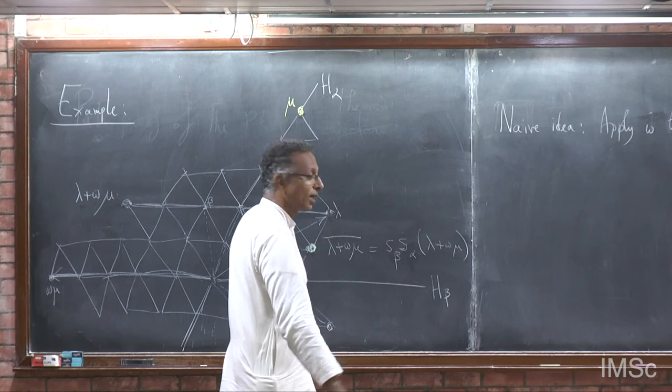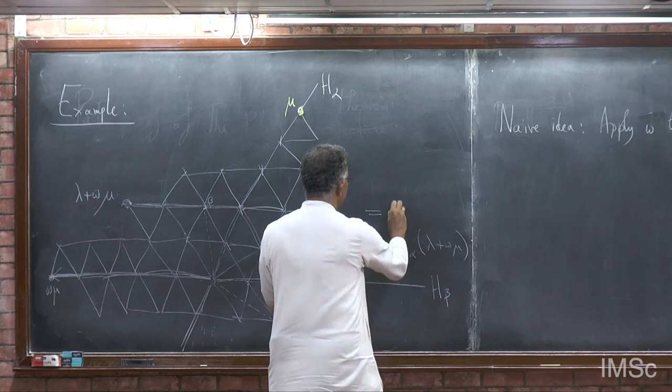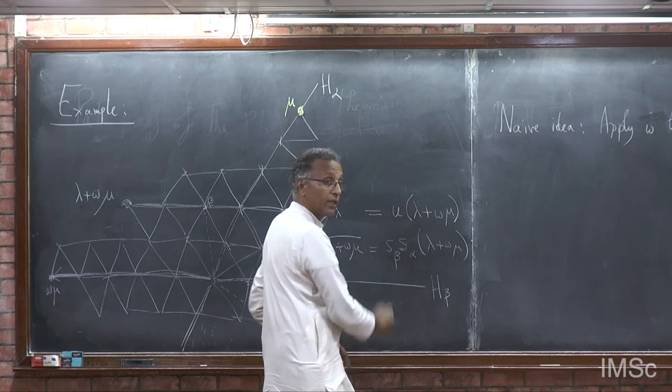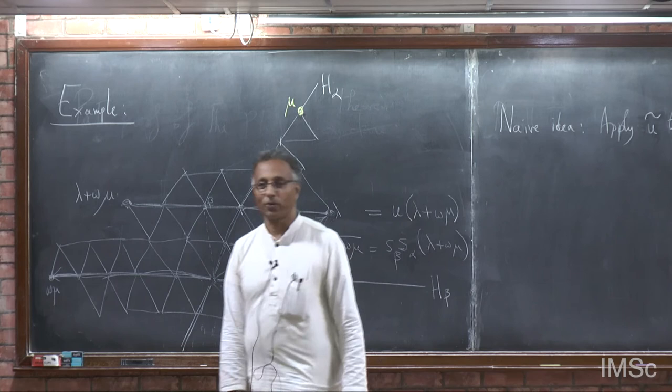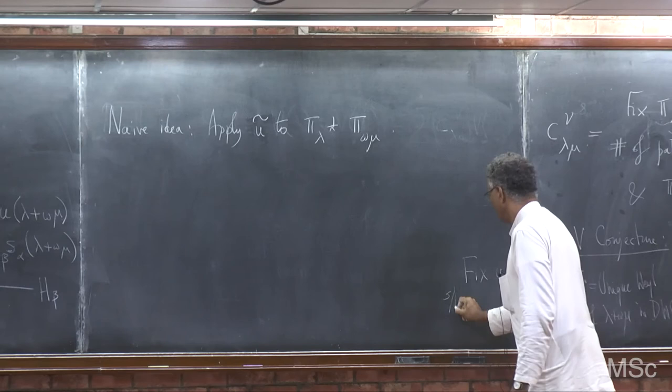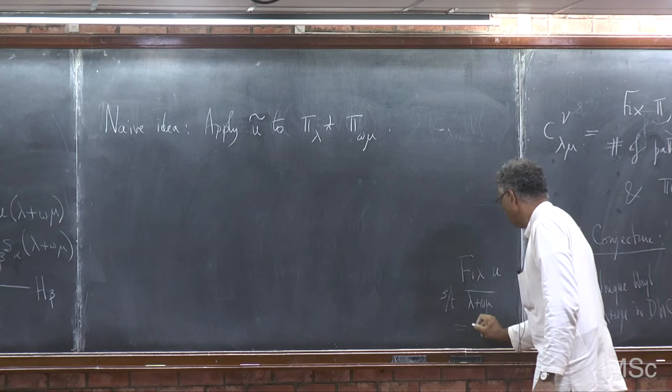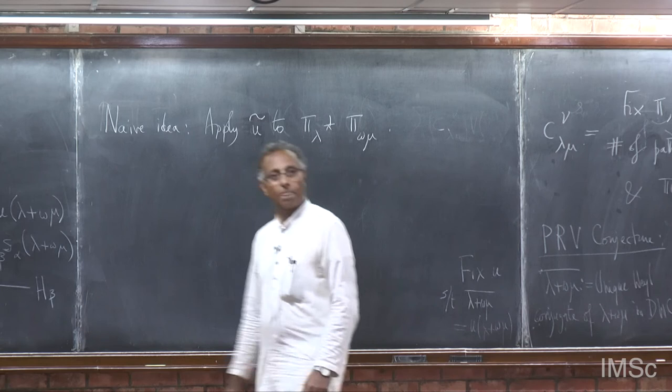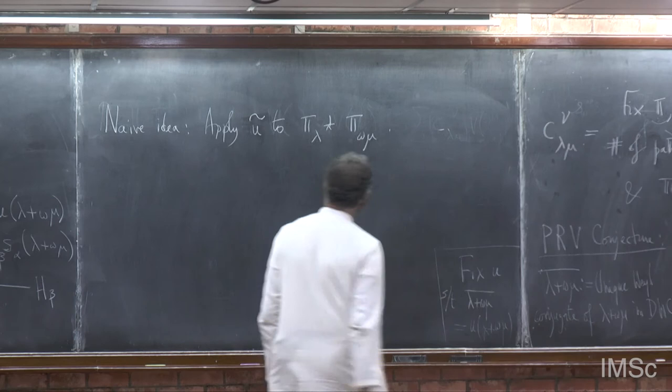Sorry. Thanks, Mukendra. I didn't realize. Okay. So let us write this as U times lambda plus W mu. U is S alpha S beta in this case. And I mean U tilde. Thank you. So fix U such that lambda plus W bar is equal to U applied to lambda plus W. Okay. Now let us just do it in this case and see.